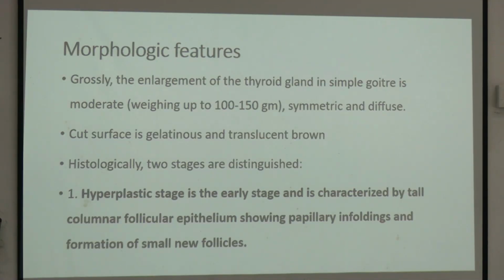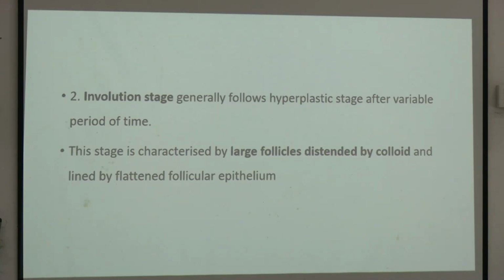Now the morphological features. Grossly, the enlargement of the thyroid gland in simple goiter is moderate, weighing up to 100 to 150 gram, symmetric and diffuse. Histologically, the hyperplastic stage is the early stage and is characterized by tall columnar follicular epithelium showing papillary infolding and formation of small new follicles. The involution stage generally follows the hyperplastic stage after a variable period of time. This stage is characterized by large follicles distended by colloid and lined by flattened follicular epithelium.